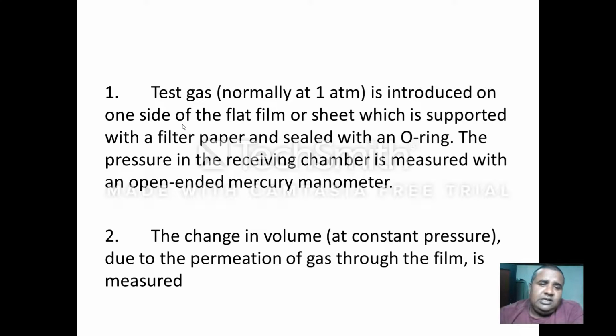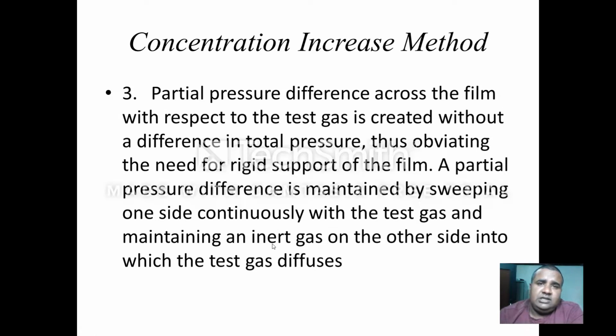So the higher the pressure increase, the higher the permeability. Too obvious. In the second case, there will be a change in the volume. So in the change in volume method, we keep constant pressure on both sides, and we allow the second chamber to increase in volume, and that rise in volume can be noted down, and it will give the direct indication about the permeability. The higher the volume rise, the higher the permeability.